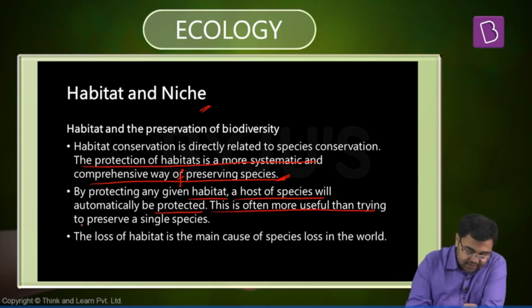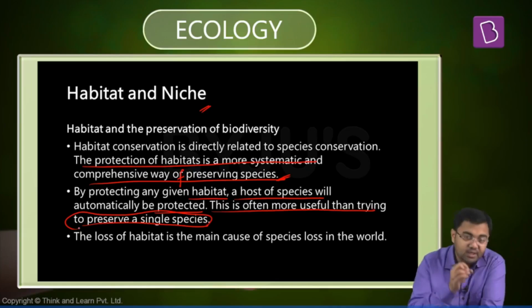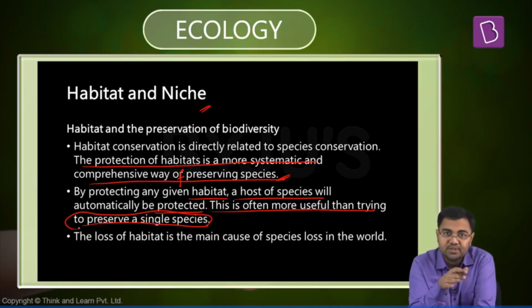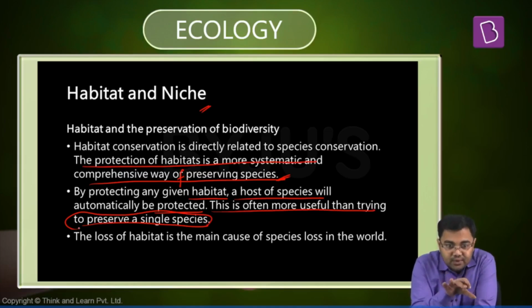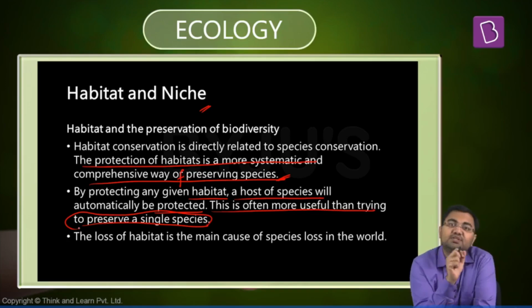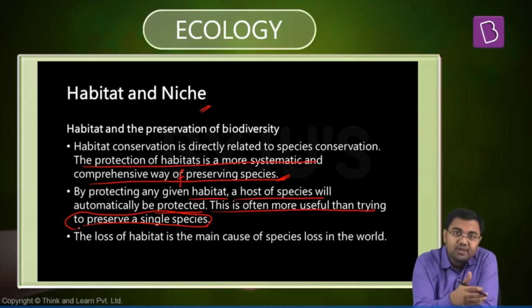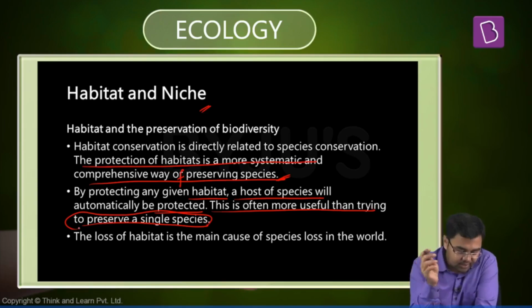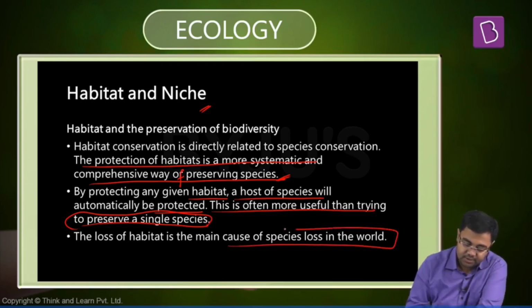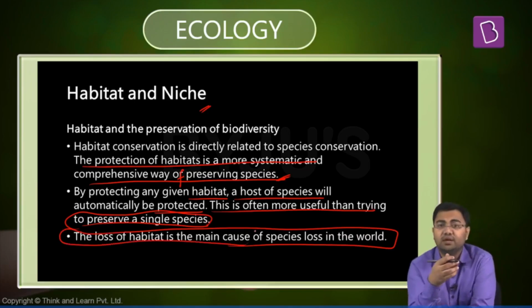This is often more useful than trying to preserve a single species. So rather than trying to preserve a single species, what we need to try and do is conserve the habitat in which this species is found, so that not only this species will be saved, but first of all there will be other species that can be saved. Secondly, since it is in its functional role, in its natural surrounding, this particular species will have a higher chance of getting preserved. So the loss of habitat is the main cause of species loss in the world, and this is something which is very, very evident if you look at the things that have been happening in the last few years, or let's say last 100 years or so.